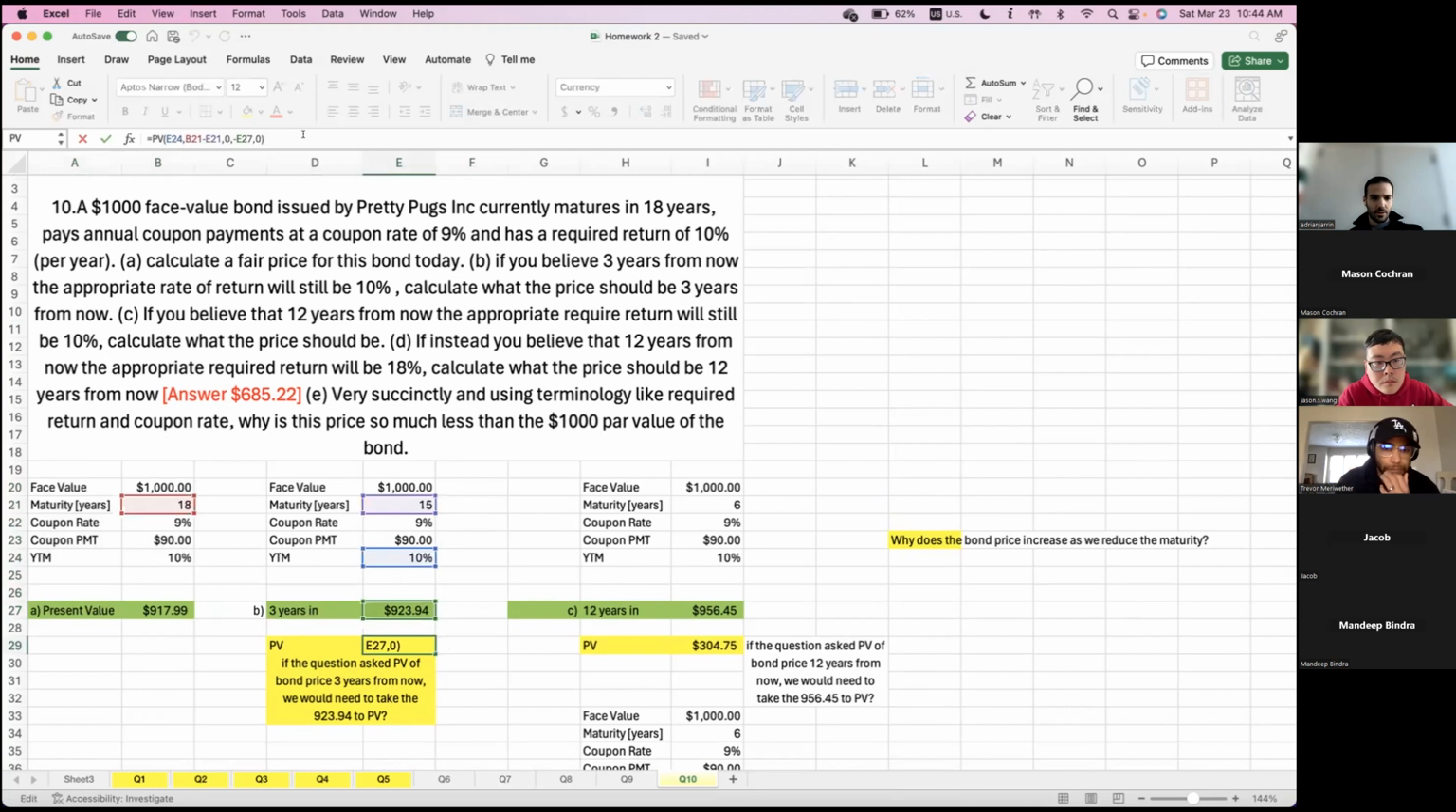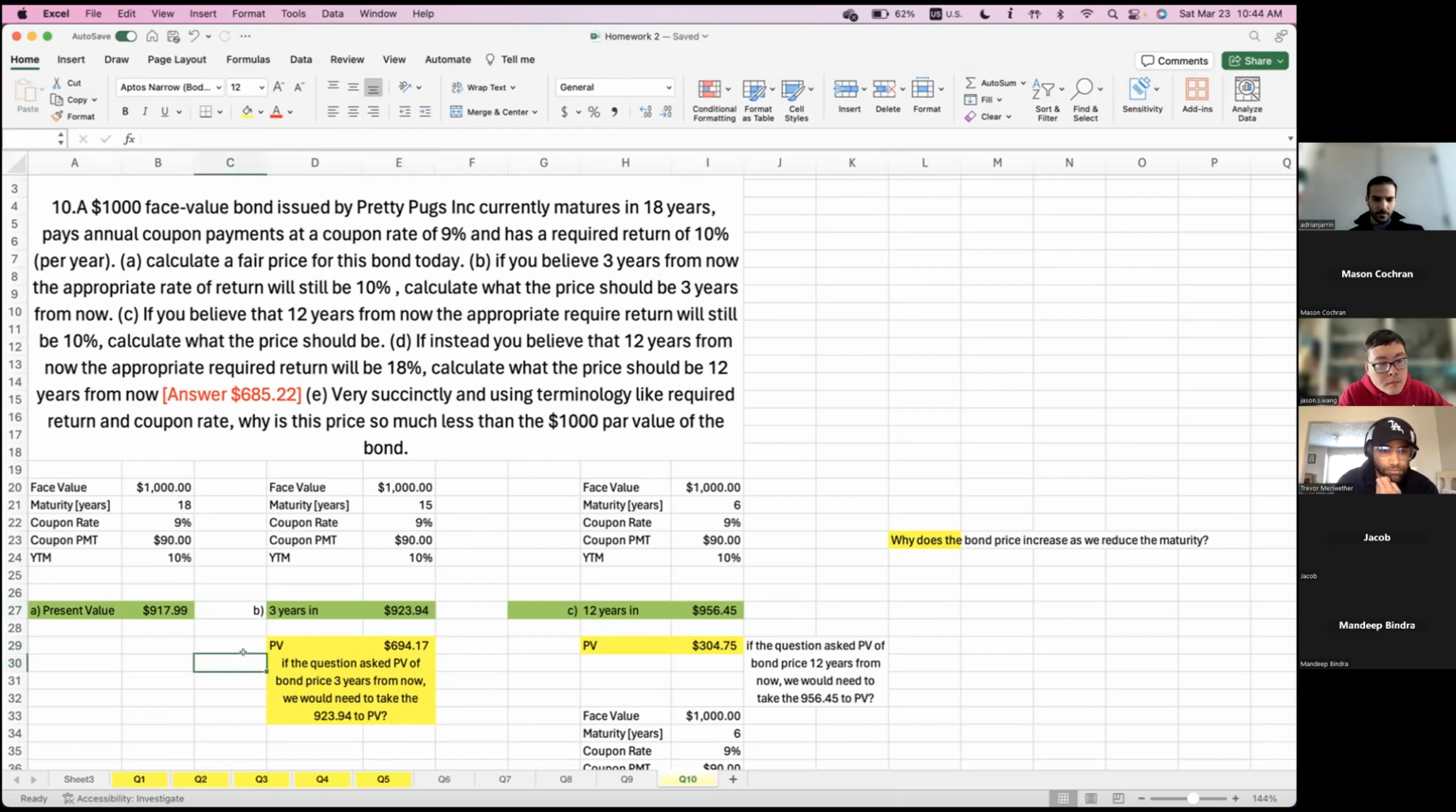I'm trying to find... There it is. Okay, I'm trying to find my... Yeah, I hate having to flip back and forth between screens, but.